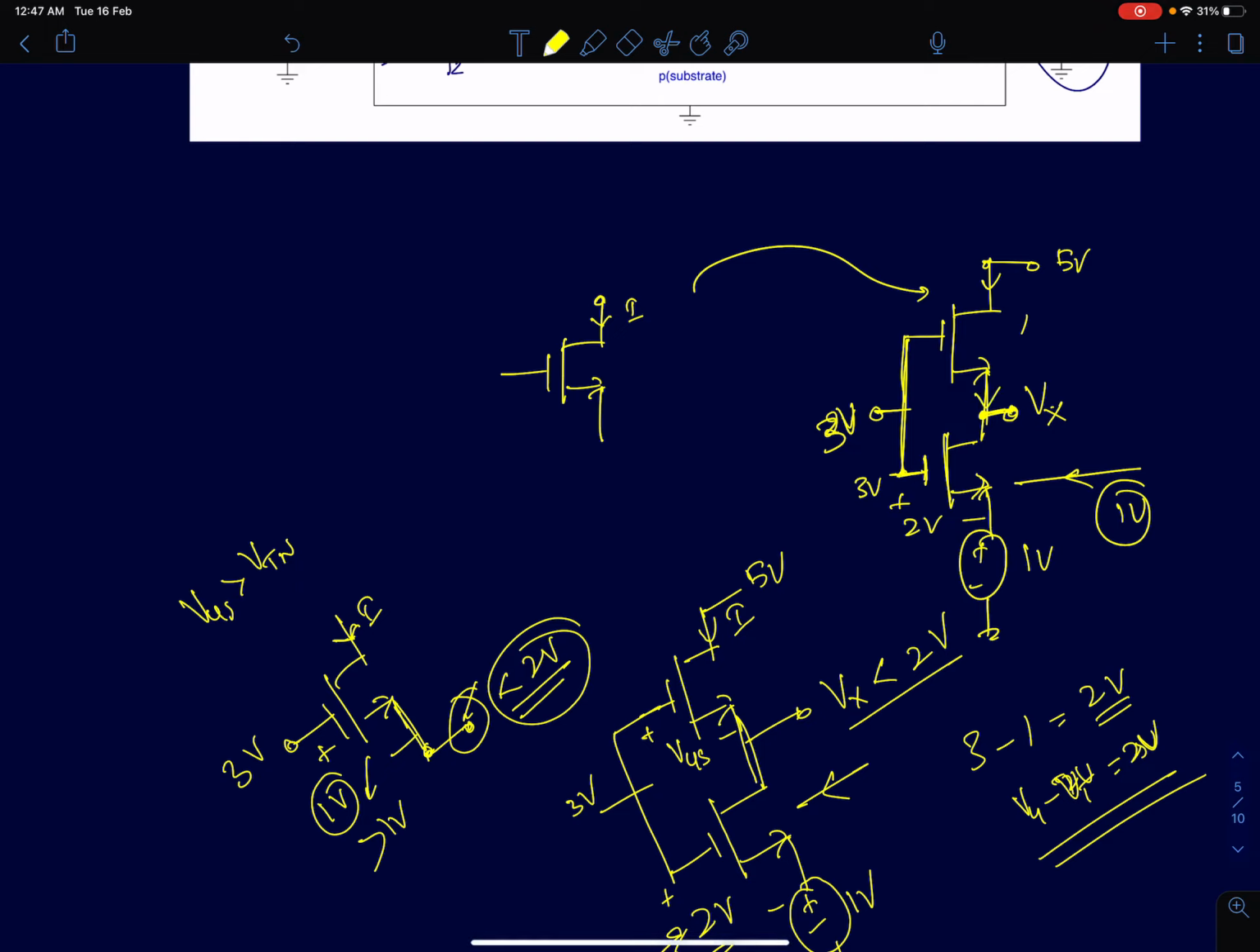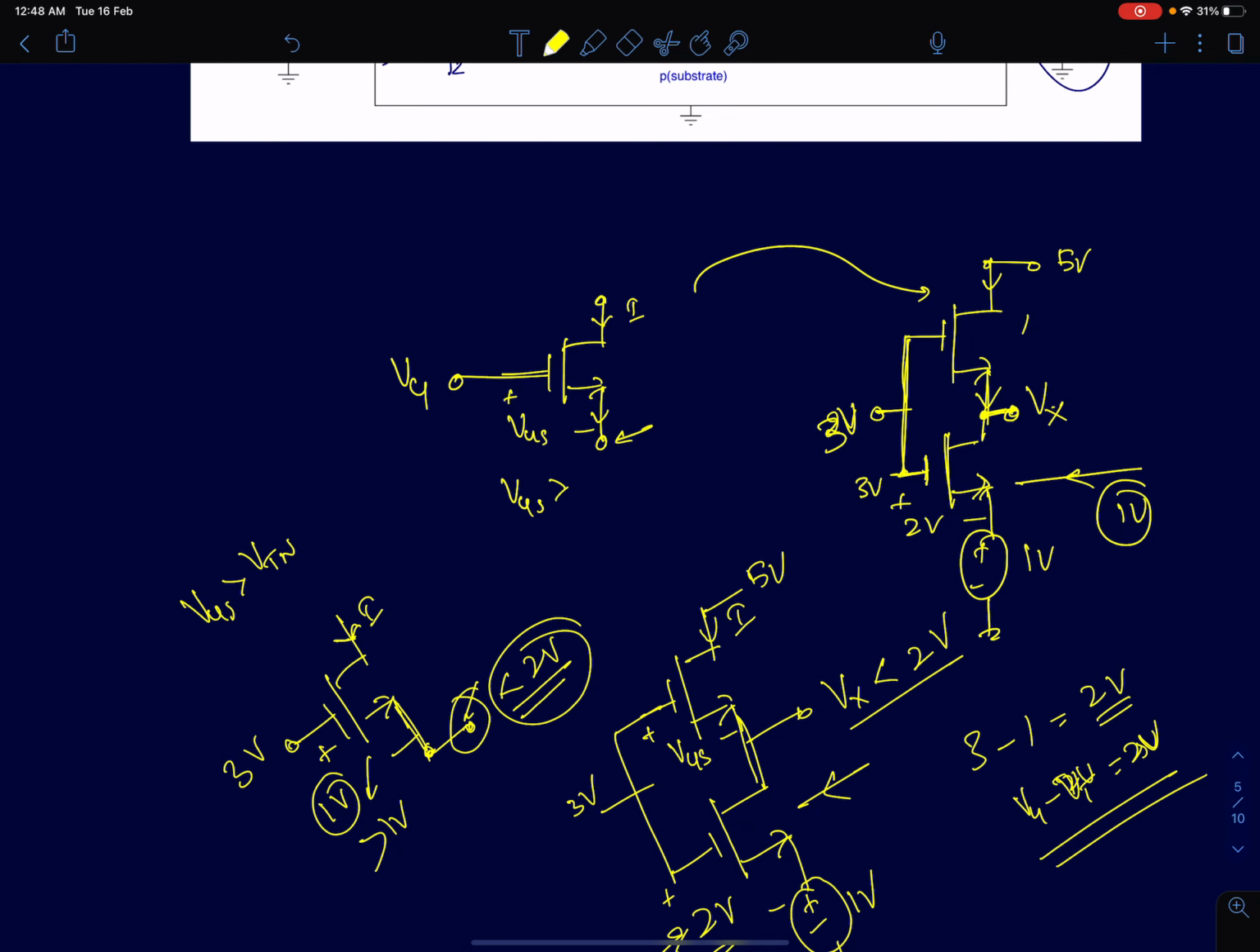If a MOSFET is conducting, we can readily say, if you know the gate voltage, the source voltage here will be at least a VT lower, because the VGS for this MOSFET will be greater than VT. If the device is conducting, then VGS has to be greater than VTN, which means you can say the source voltage will be less than VG minus VTN.